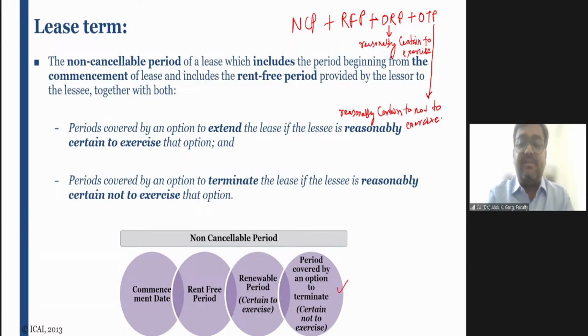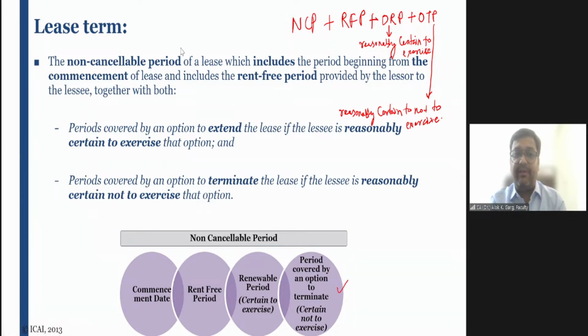So what is a lease term? A lease term is a non-cancelable period of a lease, which includes the period beginning from the commencement of the lease and includes the rent-free period provided by the lessor to the lessee, together with both the period covered by an option to extend the lease if it is reasonably certain to exercise the option, and the period covered by an option to terminate the lease if the lessee is reasonably certain not to exercise that option. This is the language of the standard.